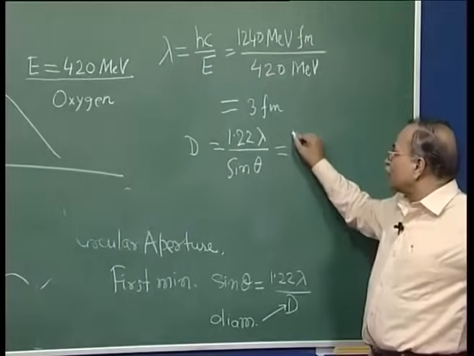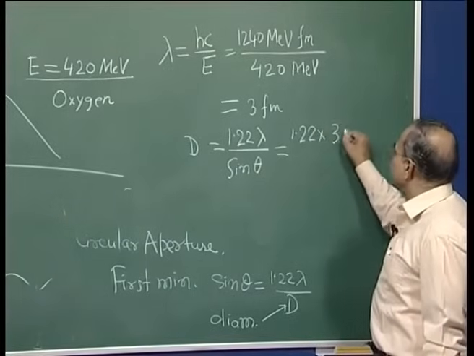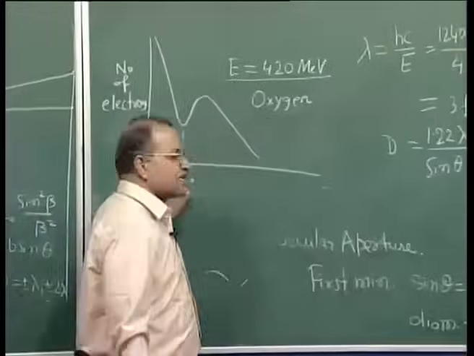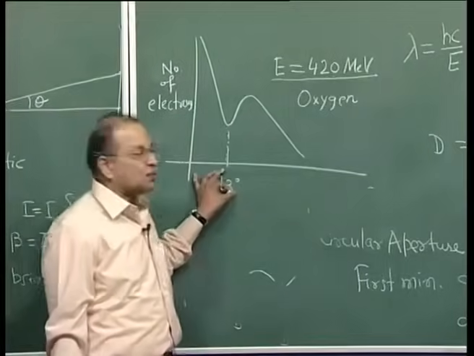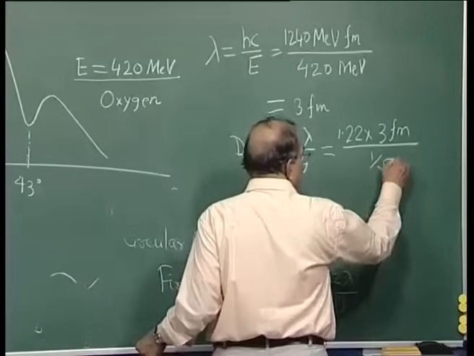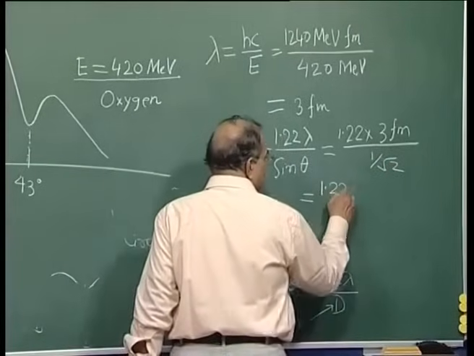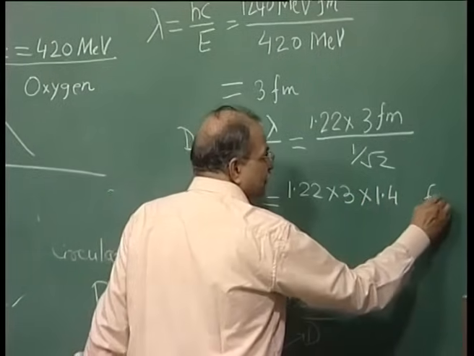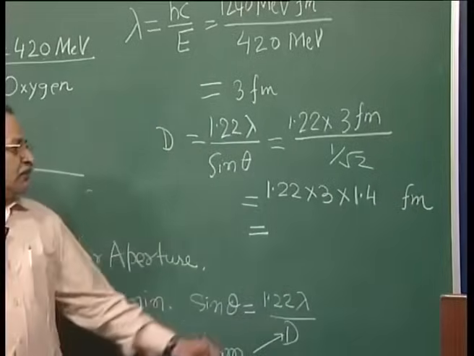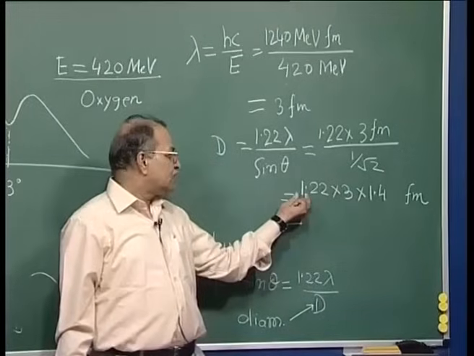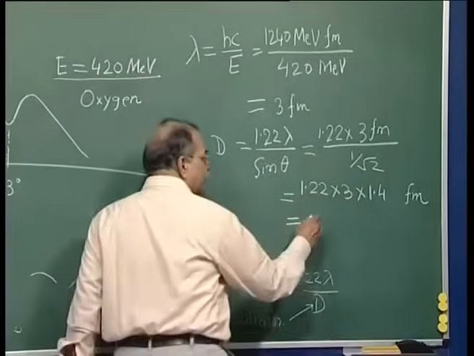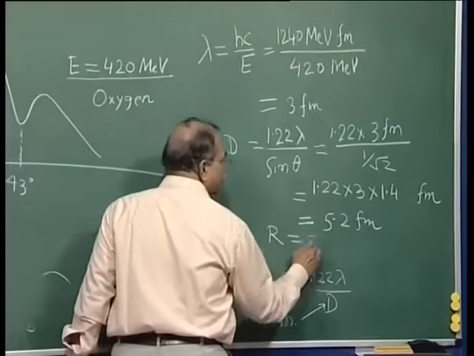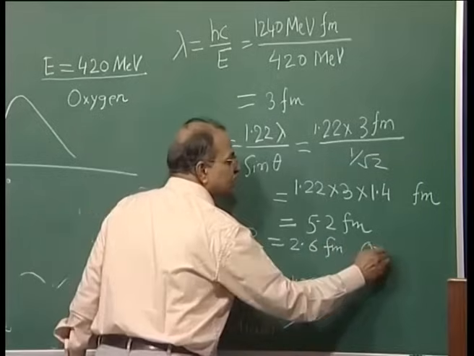So this is 1.22 into lambda, which is 3 femtometers, divided by sin theta, and I take theta as 45 degrees, and sin 45 degrees, you know, is 1 by root 2. So this is 1.22 into 3 into root 2, which is 4.2 plus 0.8, or 5.2 femtometers, roughly. This is the diameter, and the radius is 2.6 femtometers. This is for the oxygen nucleus.